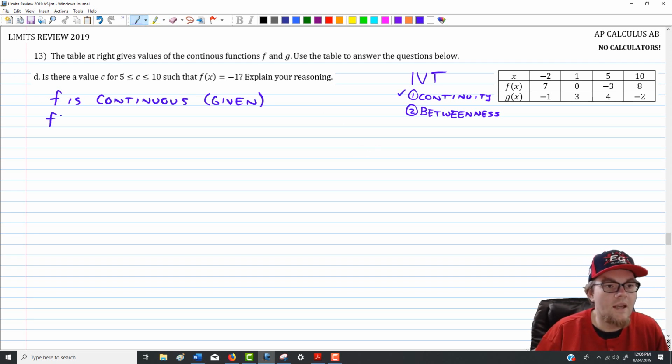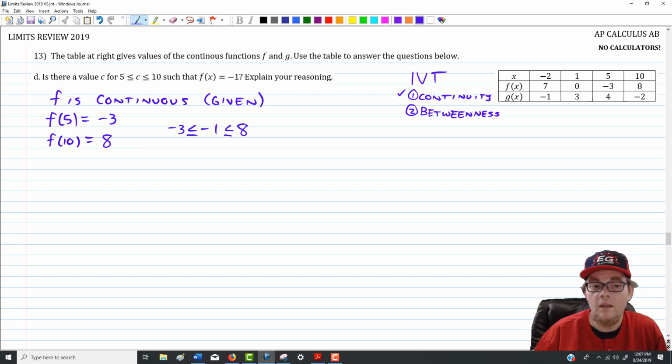For betweenness, we need to calculate our endpoints. So we need to figure out what f of 5 is and what f of 10 is. Thankfully, our table gives us those values. F of 5 is -3. F of 10 is 8. So in our minds, we can see that -1 is between -3 and 8. So we also have betweenness.